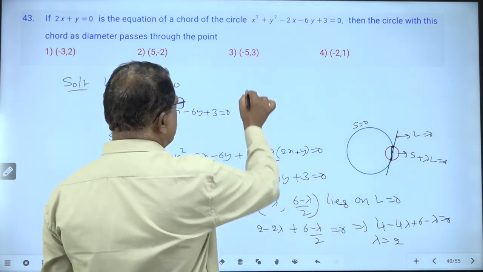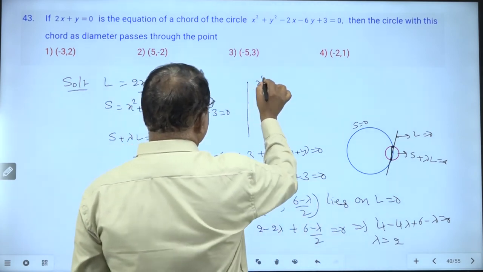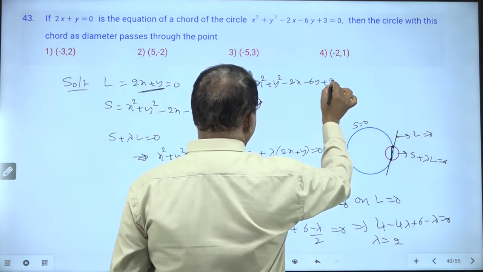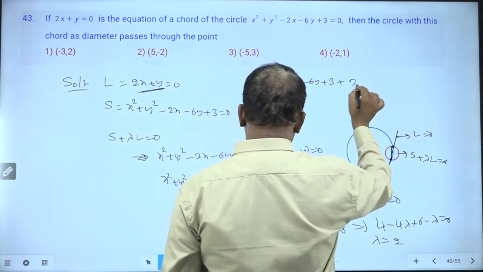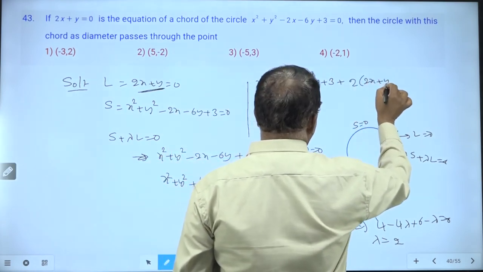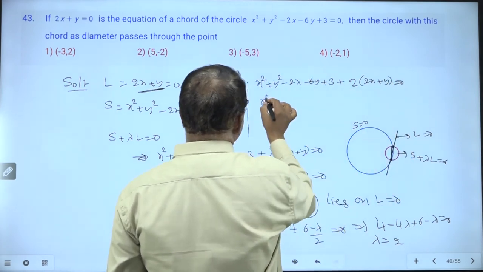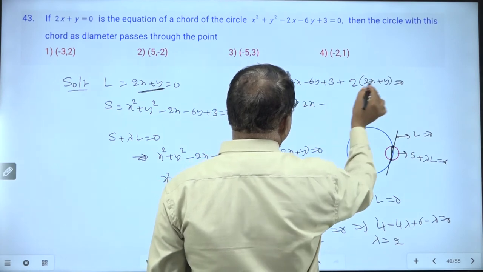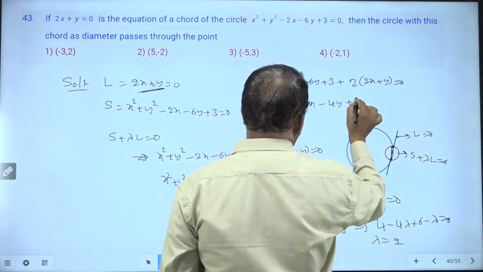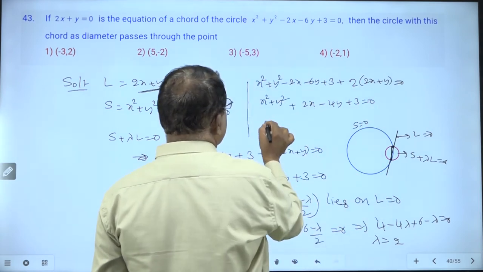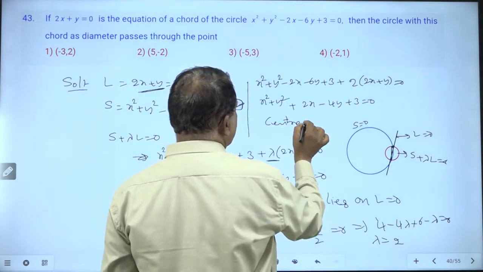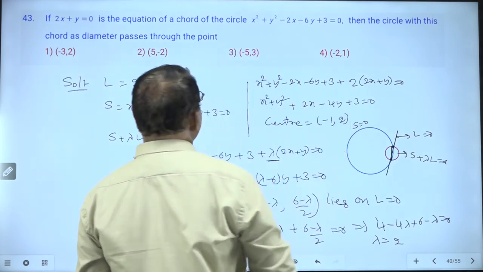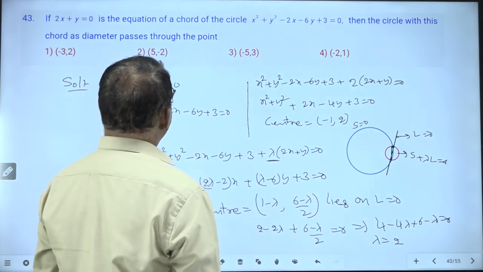Therefore, substitute the lambda value. What is the equation we get? x square plus y square minus 2x minus 6y plus 3 plus 2 of (2x plus y) equals 0. Now, x square plus y square plus 2x minus 4y plus 3 equals 0. Now, its center equals minus half of the coefficient of x, comma, minus half of the coefficient of y: (minus 1, 2).